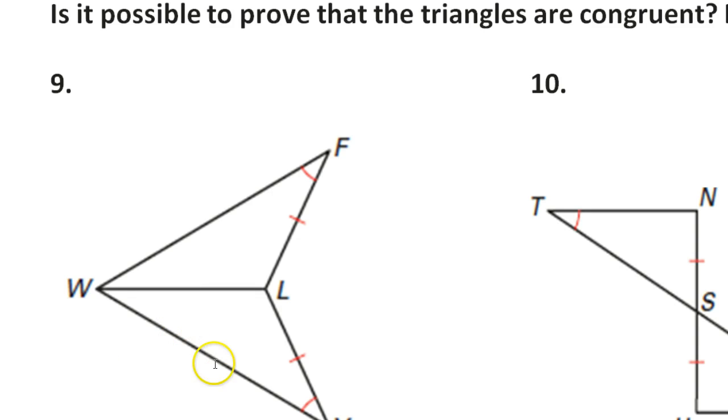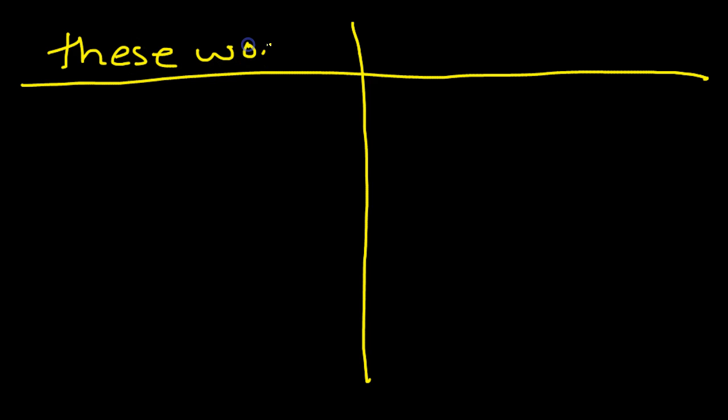All right, for the next couple problems, we're supposed to say if it's possible to prove that the triangles are congruent. And if so, we're supposed to state the postulate. Now, let's make a little list or like a word bank. There are 5 postulates that will prove that triangles are congruent. Okay, I'll put them over here under these work.